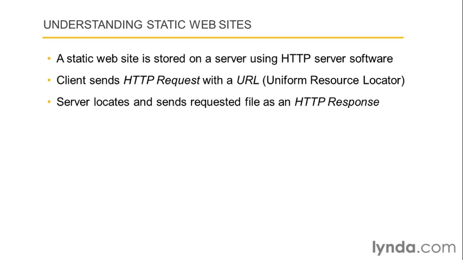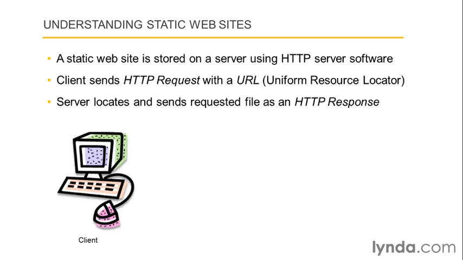The server receives this request and then figures out what it means. The request typically points to a particular file on the server's disk. The server retrieves the file, opens it up, gets its content, and sends that content back to the client as an HTTP response. Here's a little diagram that shows how it works.